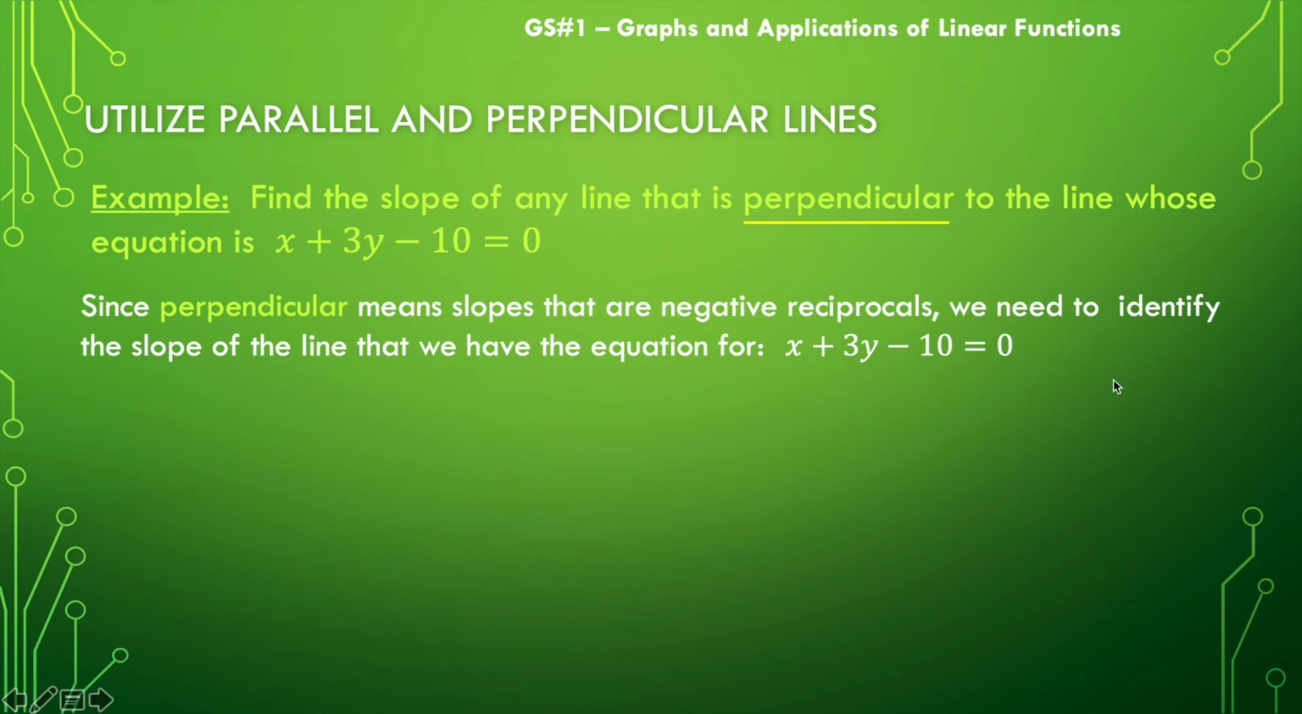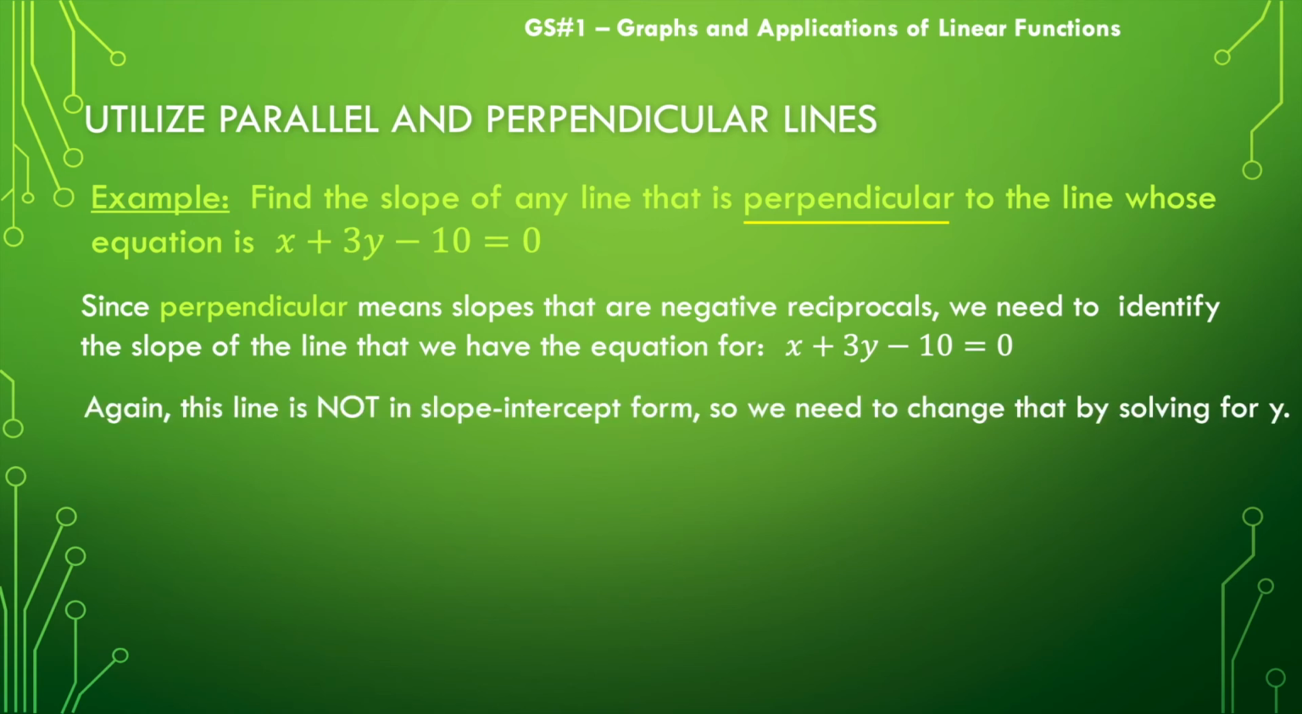Okay, so that means I need to put it in slope-intercept form so I know what the slope is that I'm dealing with. So let's isolate the y. Let's isolate the term that contains y. So 3y will equal negative x plus 10. And then when I divide through by 3, I'll have y is equal to negative 1/3 x minus 10/3. And that means that the slope of this line is negative 1/3.